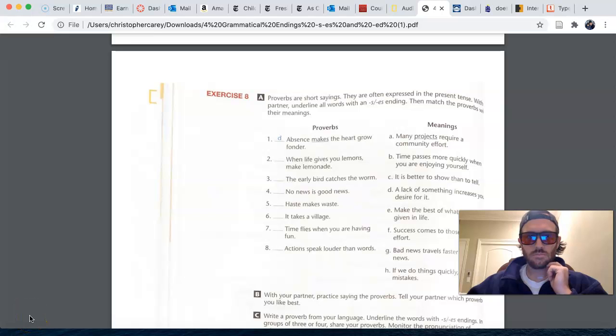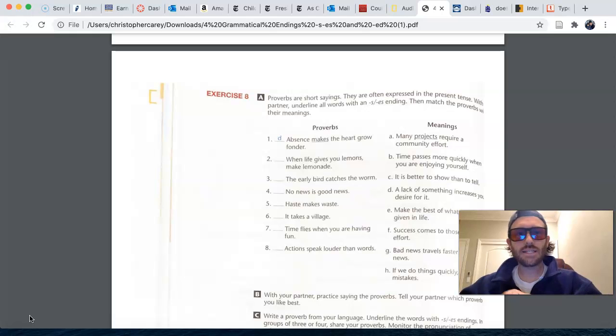Hello everyone, and welcome back to chapter 4, focused on the grammatical endings S, ES, and ED. For exercise 8, we're still focused on the S and ES endings. These are proverbs. Proverbs are short sayings that have moral messages. These are very famous proverbs in English that are missing the S and ES endings. Actually, no, forgive me. They do have them.